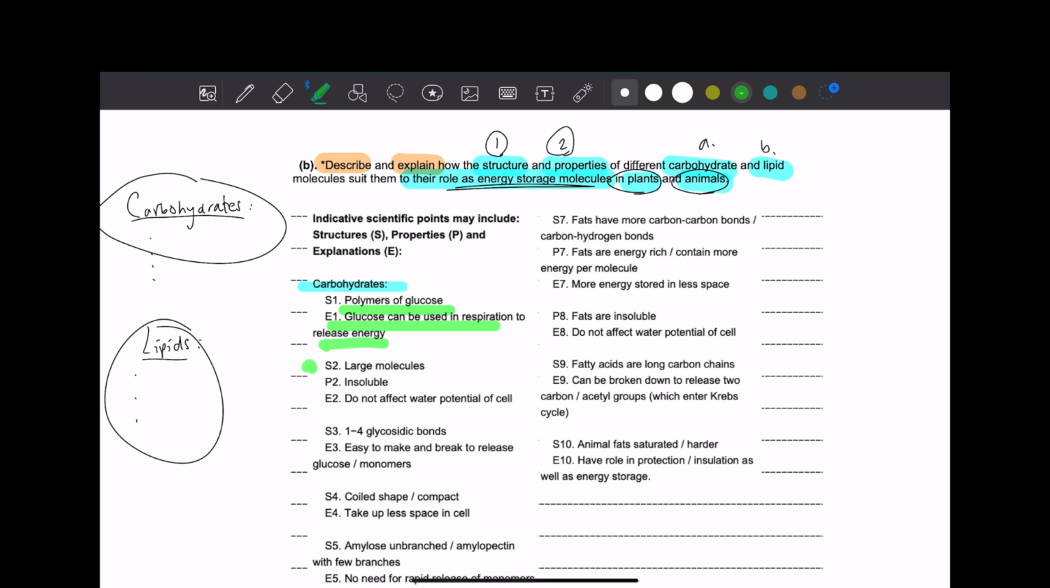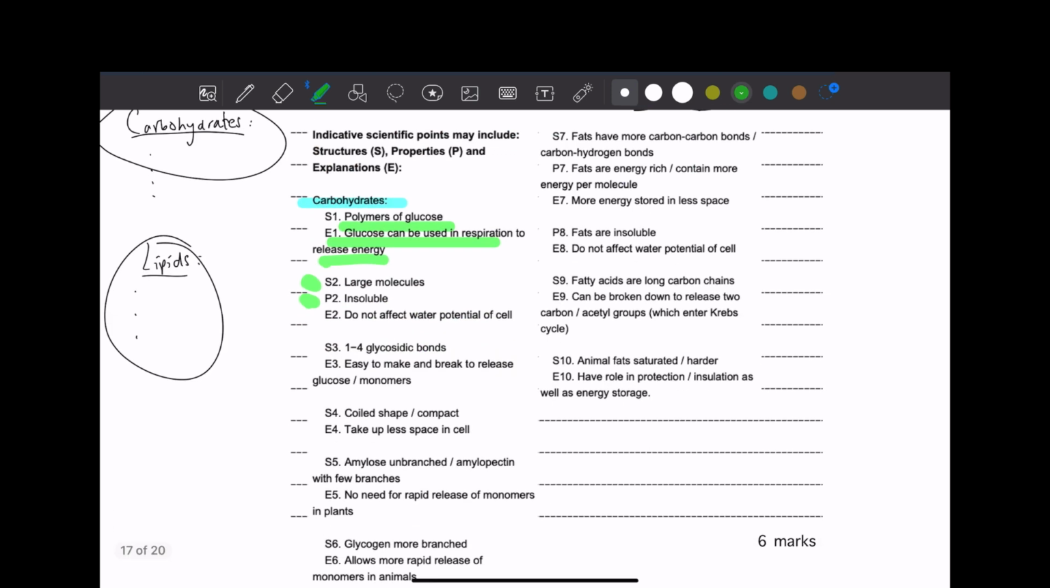Yep. These 2 points link to their role as an energy storage molecule, because we don't want an energy store that affects the water potential of the cell. That can't be. That's code red. We don't want that. So those 2 points relate to that. But also with these sort of mark schemes, I would definitely write this down in my notes, because not only are you learning more about carbohydrates and lipids, but you're also learning to say how it is. Next thing, 1,4 glycosidic bonds.